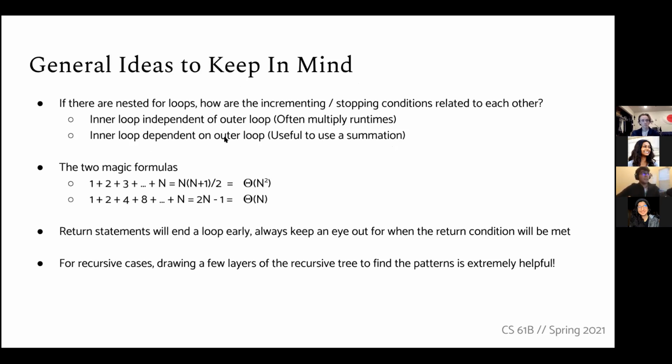If the inner loop is dependent on the outer loop, and this is also a case that we see a lot, it can be very useful to use a summation or also write out the first few terms just so you get a general idea.